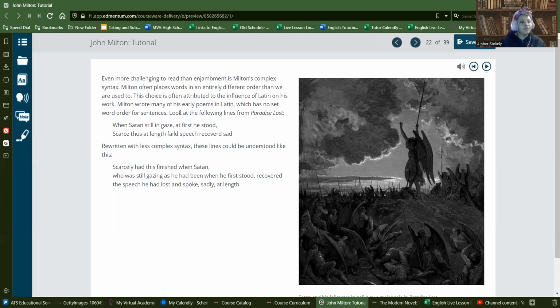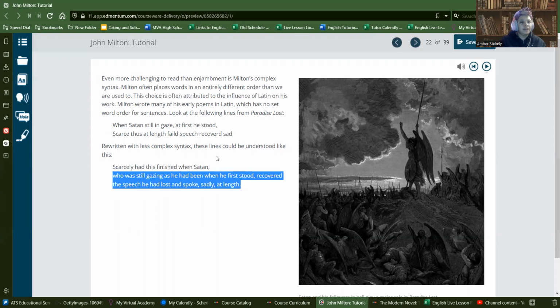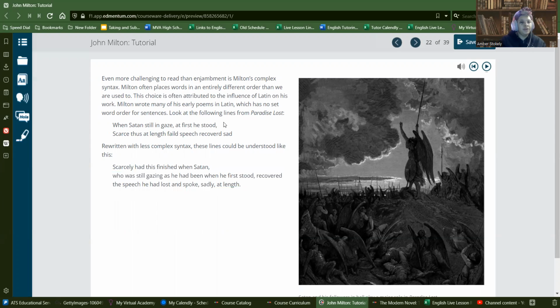We've got, I think that's the most complicated word that's in here. So they give you a rewrite of this. We've got "scarce had this finished with Satan, when Satan, who was still gazing as he had when he first stood, recovered the speech he had lost and spoke sadly at length." So the order here is kind of messed up. He's reversed the order of these lines quite a bit.